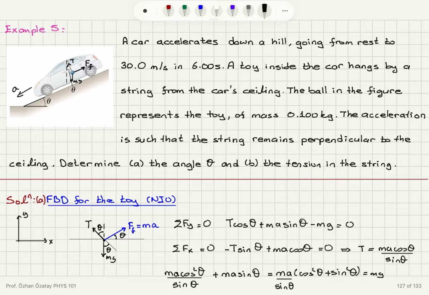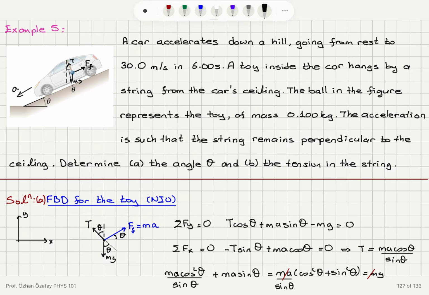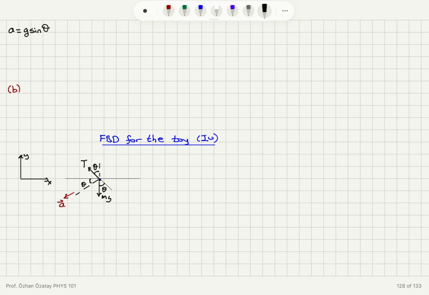equals mg. So you can see that the m's will cancel here, and we substitute 1 for cosine squared plus sine squared, and therefore we find that the acceleration a is equal to g sine theta. So the m's cancel, and we have a times 1 divided by sine theta equals g, which gives us a equals g sine theta. Or we can find the angle as theta equals sine inverse of a divided by g.